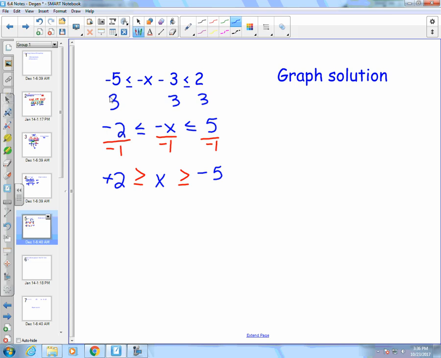This inequality is correct as it is. If you want to flip the inequality around and have the negative on the left and the positive on the right, then you have to flip the inequality symbols around as well. Both of those inequalities are correct, and as long as it's graphed correctly and written correctly with the inequality symbols, I don't care which way it's written.